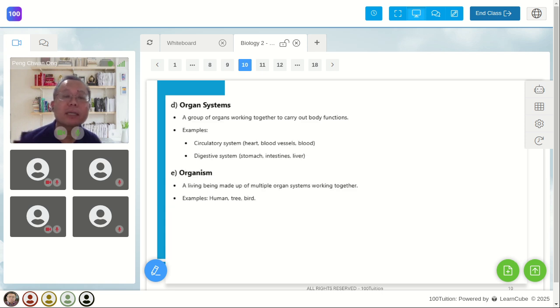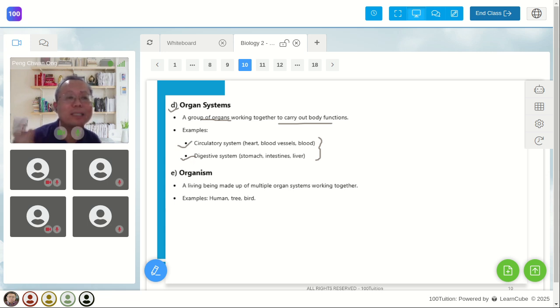Okay, so in more detail, the organ system is just a group of organs working together to carry out the body functions. We have the circulatory system, where the heart pumps the oxygenated blood and moves it around the body. And we have the digestive system. It contains the stomach, intestines, the liver. All these will come into greater detail in the later chapters.